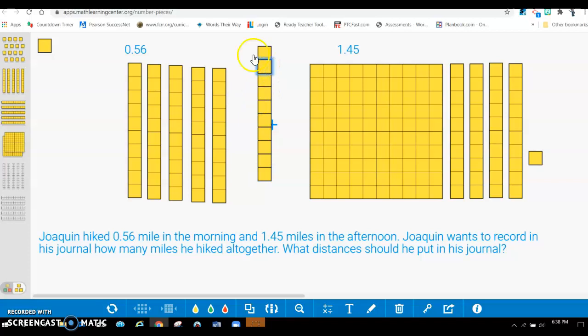And we know that 10 units equal 1 rod. So we're going to trade those 10 units in for 1 rod. I don't know where this extra unit came from, we're going to delete that. We're going to delete these units because we traded them in for a rod. And now we're left with 1 unit. Now let's count how many rods we have.